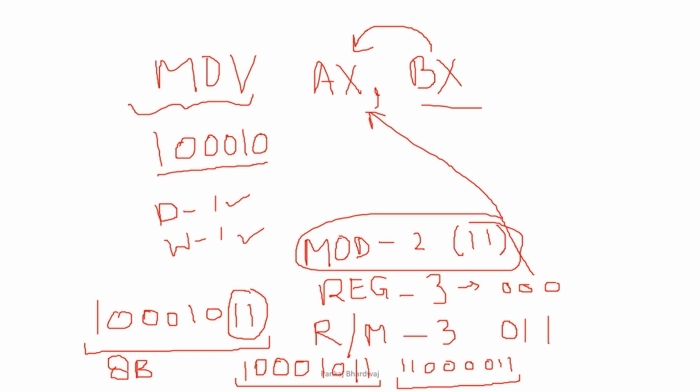1100, that means 12, that means C, and 0011, that means 3. So it will be the 16-bit opcode 8BC3 for MOV AX comma BX. Similarly, you can calculate the instruction opcodes or machine codes for all other instructions.